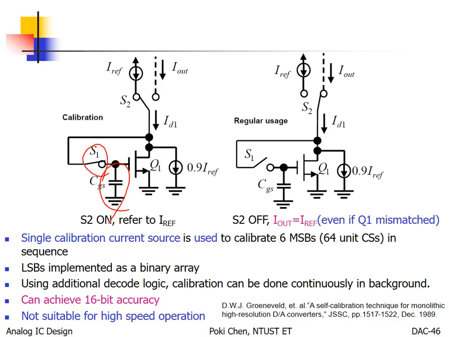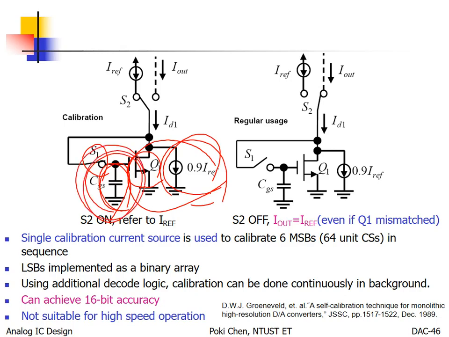So what is the solution? First of all, please look at this. We wouldn't like all the unit current sources to be calibrated. That's too much. For example, 90% of the unit current source is fixed. Only 10% to be calibrated. Got it? So you can reduce the impact of turning on and turning off, especially turning off, of the switches.